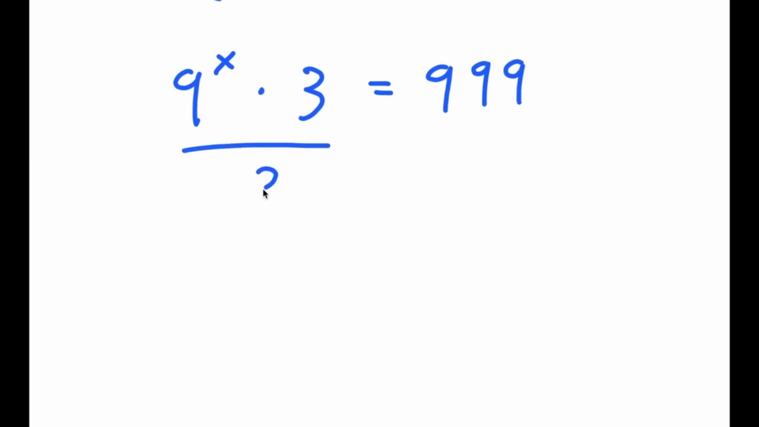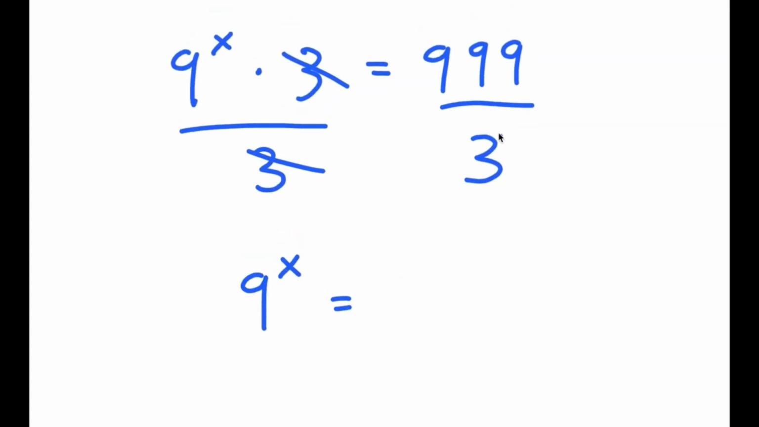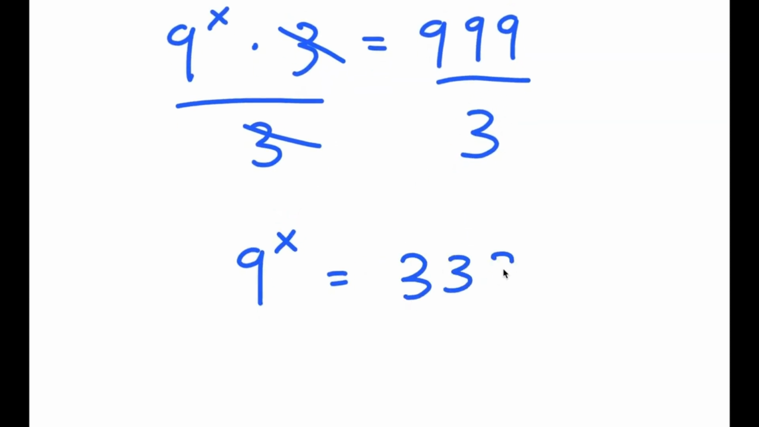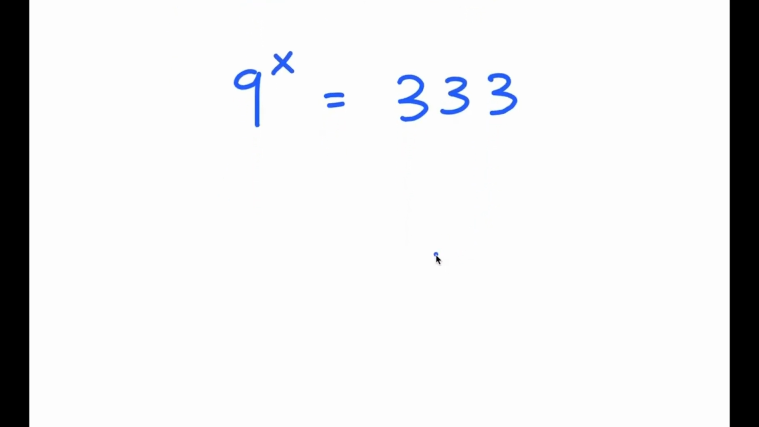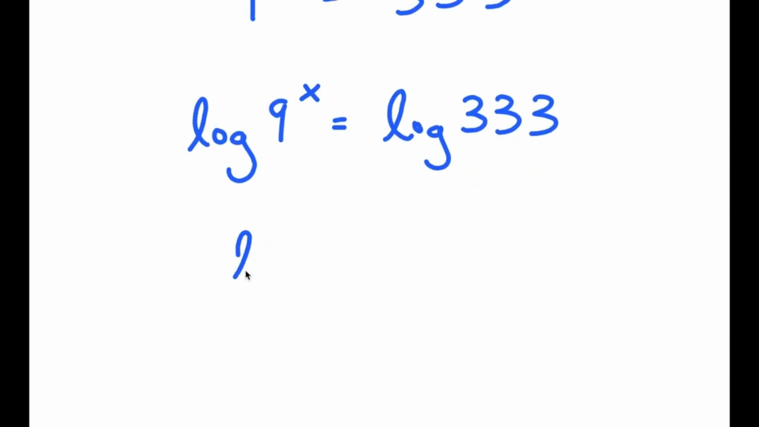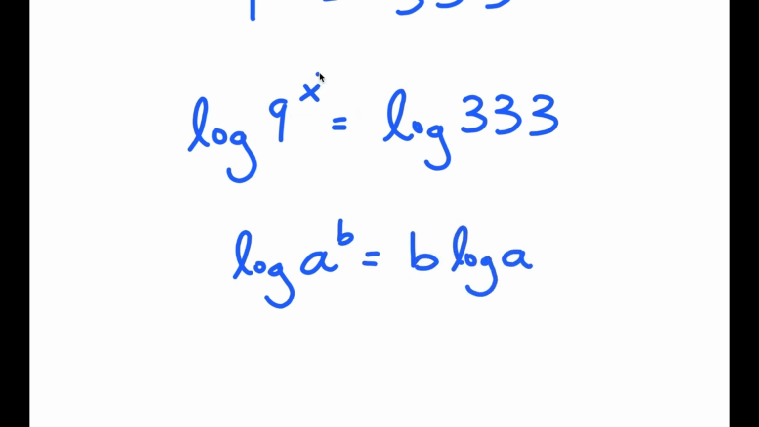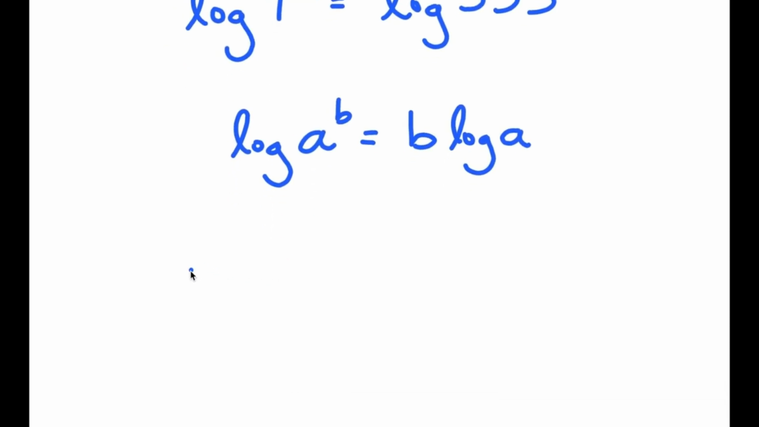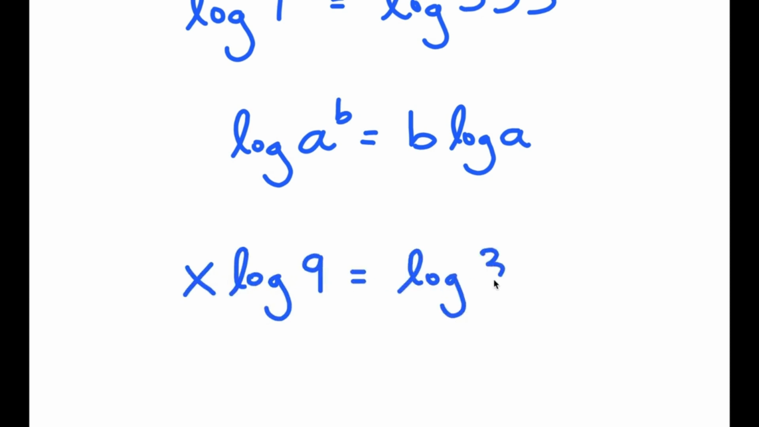From here, I'm going to divide both sides by 3. So these two cancel out, and I get 9 to the power of x is equal to 999 divided by 3, which is 333. Alright, so from here, I'm going to take the log on both sides. So I get log 9 to the power of x is equal to log 333. And if I have something in the form log a to the power of b, this is equal to b times log a. So log 9 to the power of x, I can move the x to the front. So I get x times log 9, which is equal to log 333.